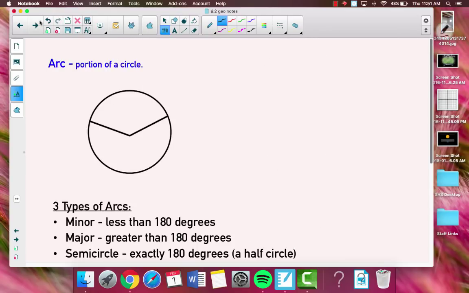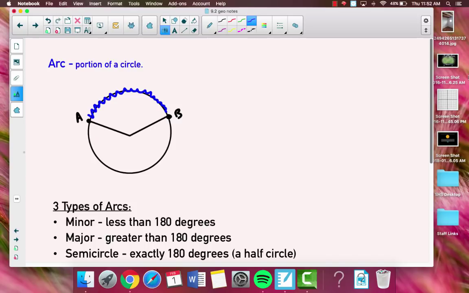All right, next vocab word is an arc. An arc is just a portion of a circle. There are basically three types of arcs that we're going to be looking at, but the arc, if I were going to draw this in, might look something like this. In this particular picture, the arc is going to be this part of the circle. So it's along the outside edge. It's no longer an angle anymore, okay? It's part of the curve around the circle.